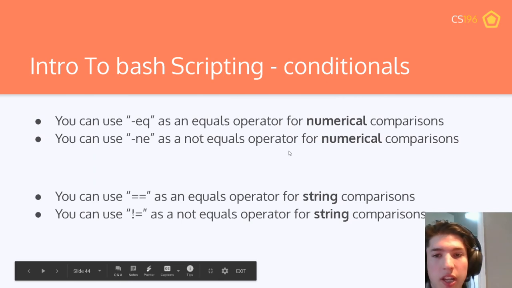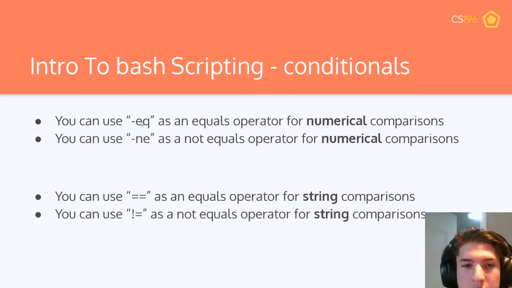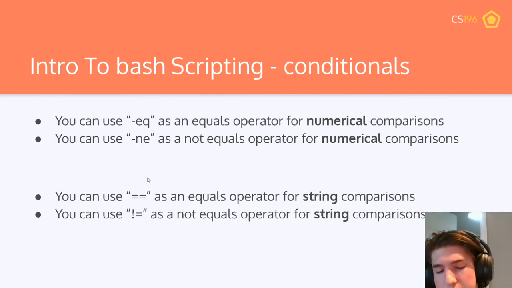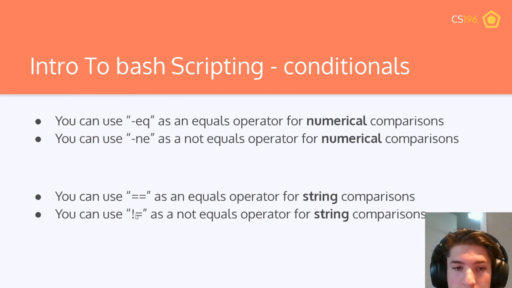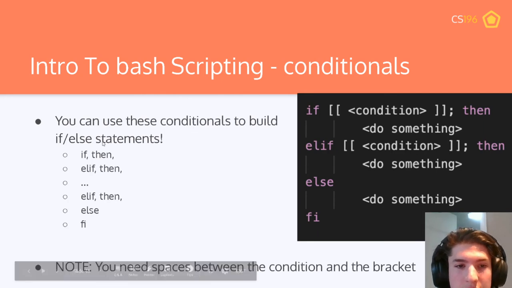We'll talk a little bit about conditionals and then how to use them. For numerical comparisons, you use the -eq and -ne flags, and you basically use these how you would use == and != for equals and not equals. However, we use those for string comparisons in Bash. So what that looks like is this.